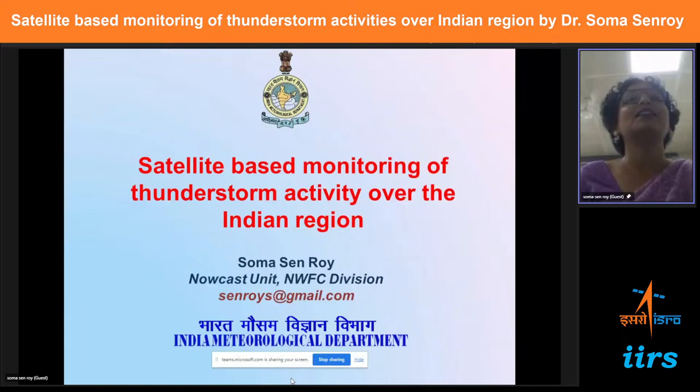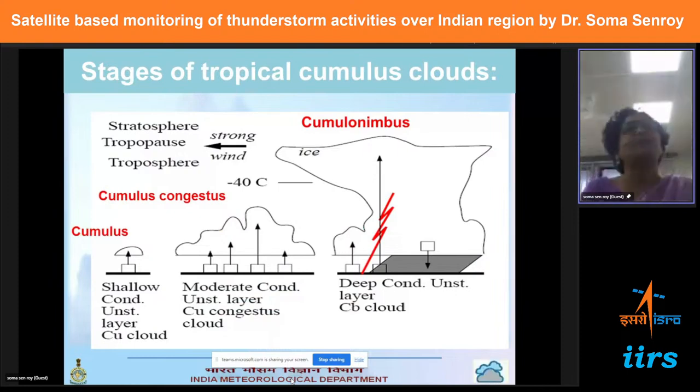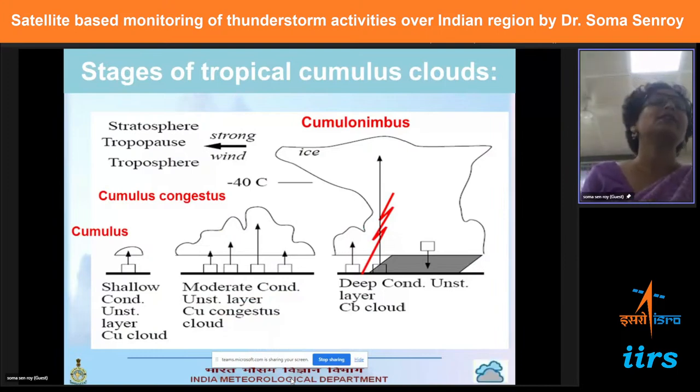So keeping that in mind, I will discuss how we are using satellite data for weather forecasting, with special emphasis on thunderstorm forecasting. If you see thunderstorms, I just wanted to give you only one slide of this. Every cloud, every convection is not a thunderstorm. This is something we have to keep in mind.